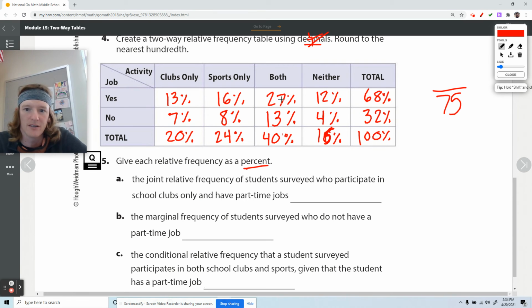12 and 4 is 16. 27 and 13 is 40. 16 and 8 is 24. I think we're all good now. All right. Sorry for messing up.